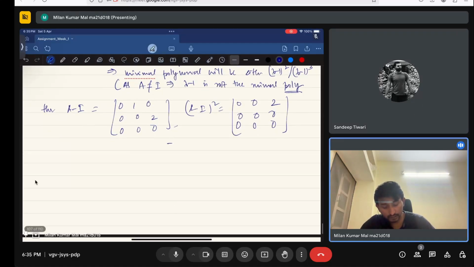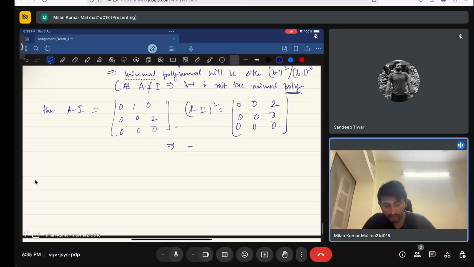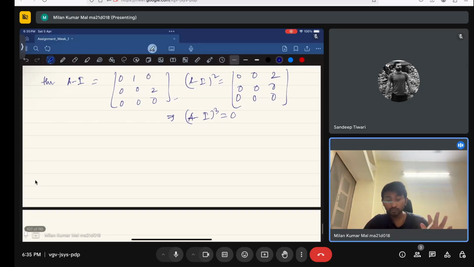So therefore it implies that (A minus I) cube will be 0, right? Yes, (A minus I) whole cube will be 0, and one can check this with the first row and first column, all zeros, so there is no problem. So (A minus I) cube equals 0.